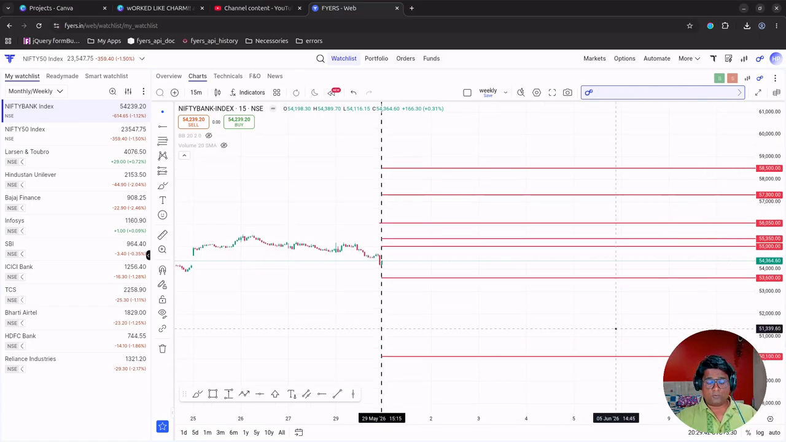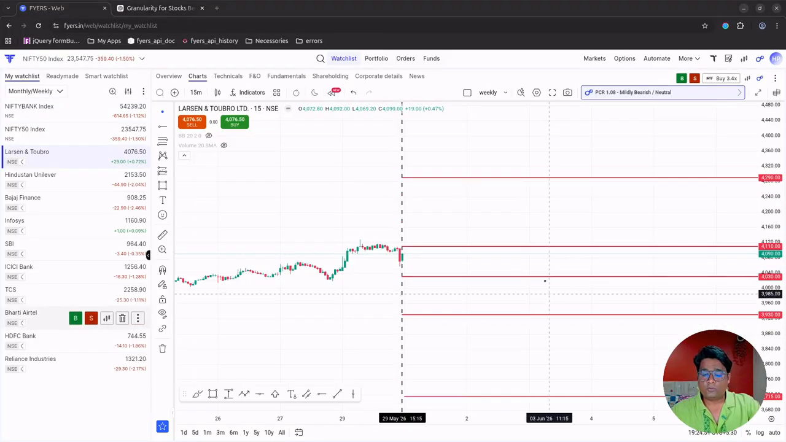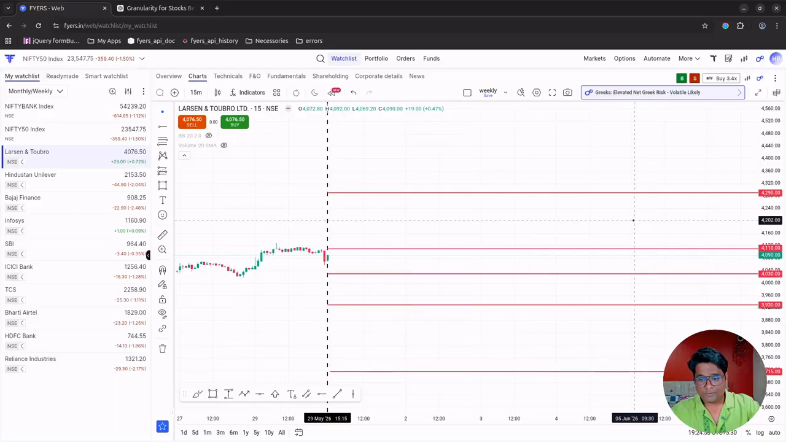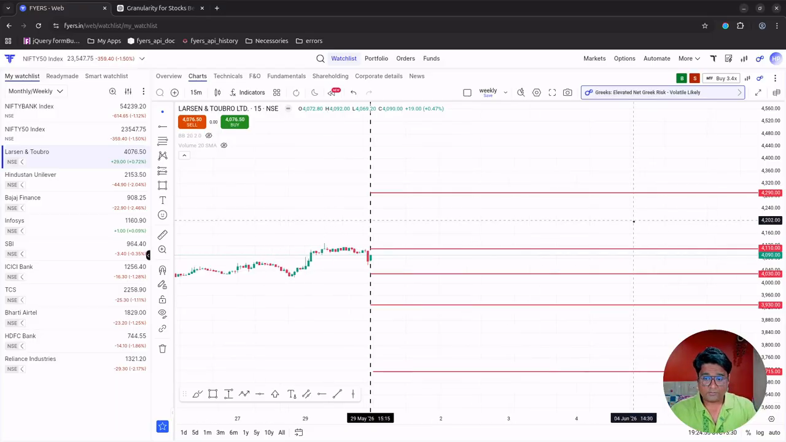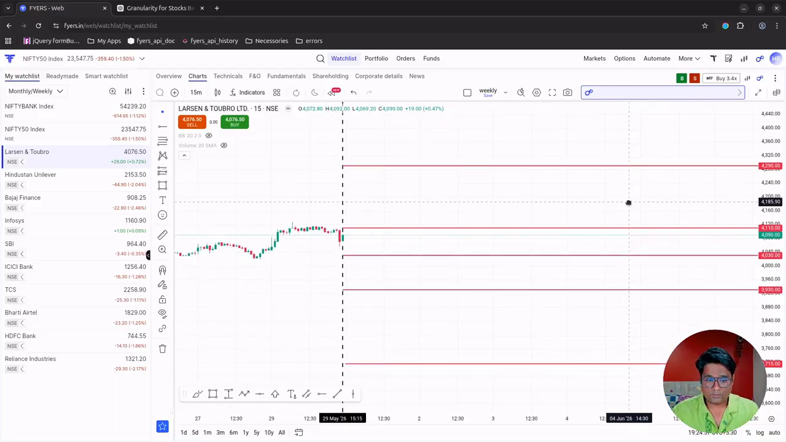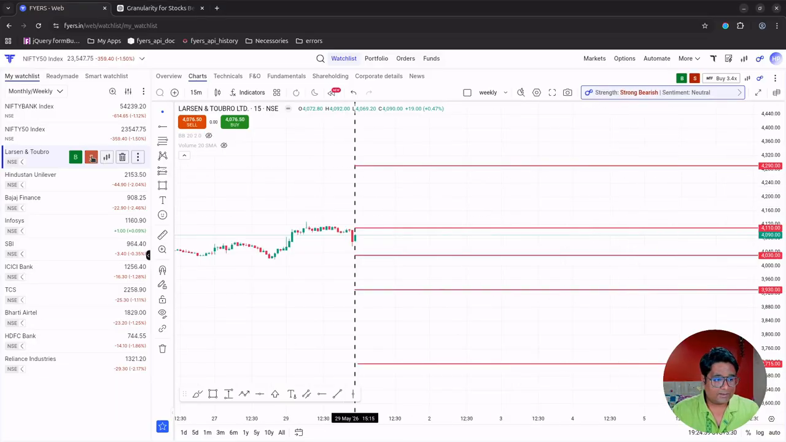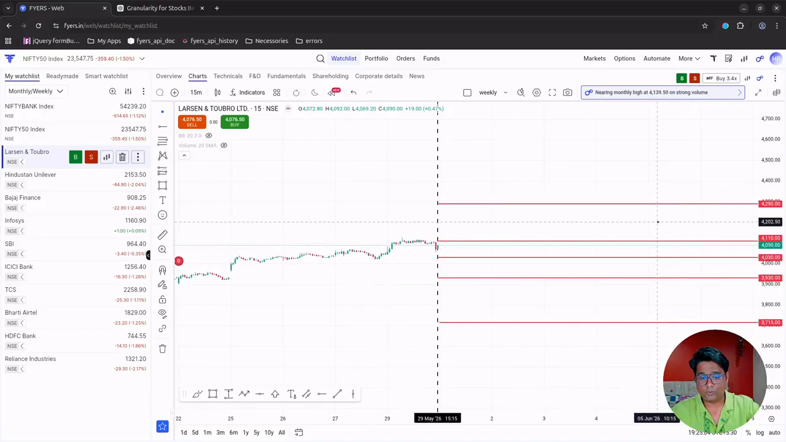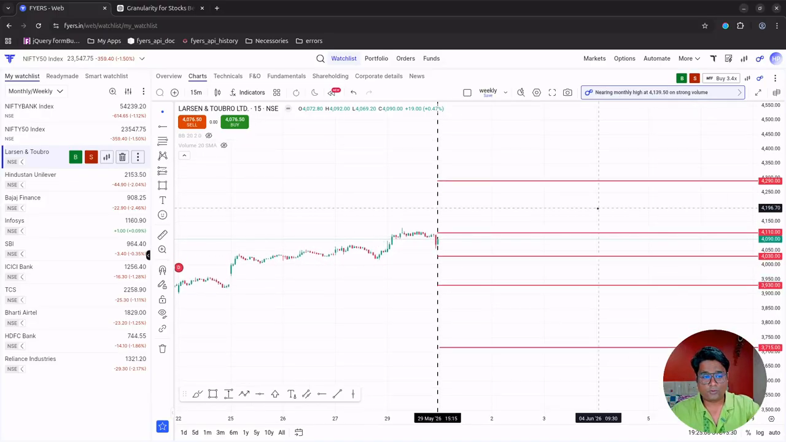Okay. Now we'll get the levels for 10 stocks. So now I'll give you the levels for Nifty 50 top 10 stocks for the next week. So this is LNT. These levels are for the whole week. Time frame is 15 minutes.